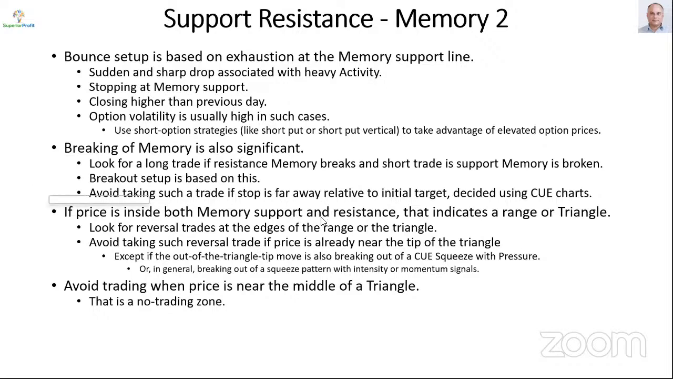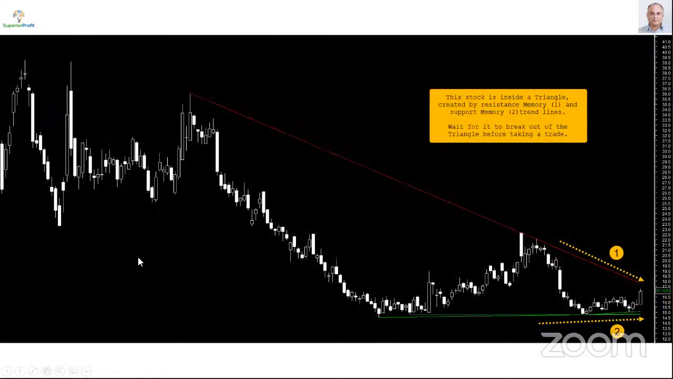Now let's look at some charts with trend lines. This stock is inside a triangle. It has a resistance trend line and a memory trend line. Resistance lines are drawn in red. In the weekly chart, it will be drawn in magenta. This is a daily interval chart, drawn in red, and the trend line memory support is drawn in green. It is inside the triangle.